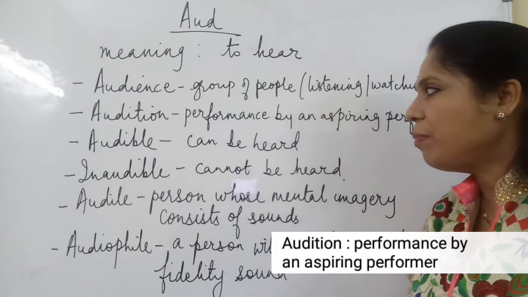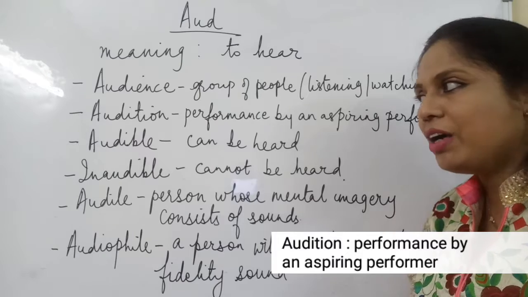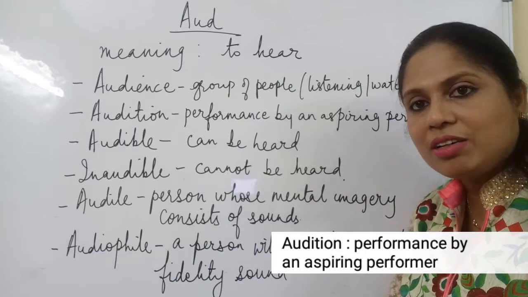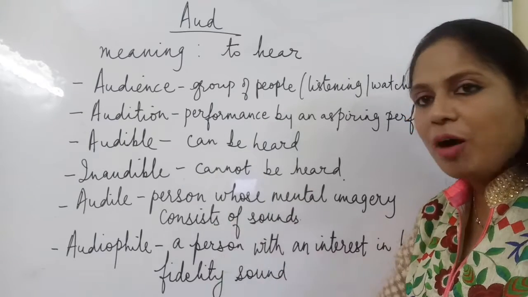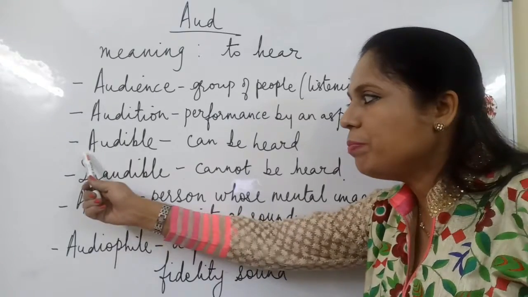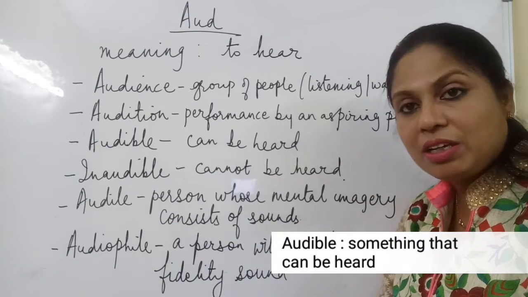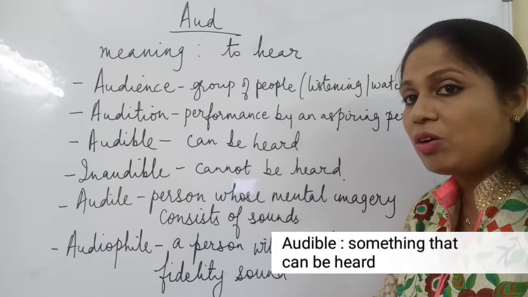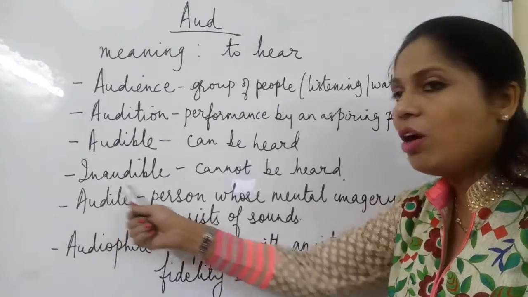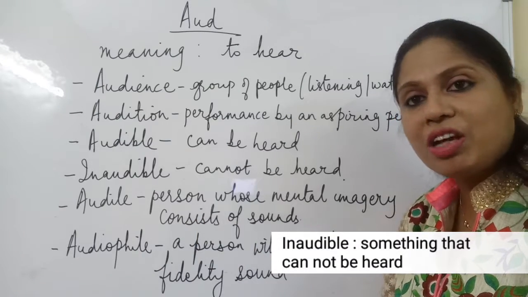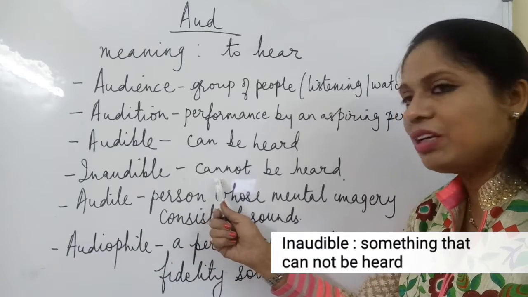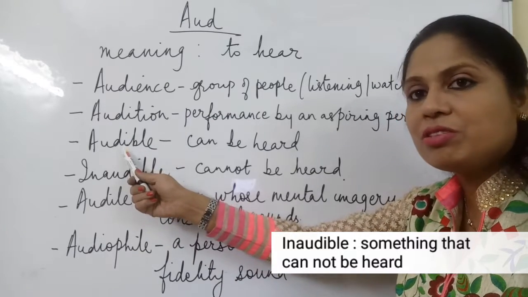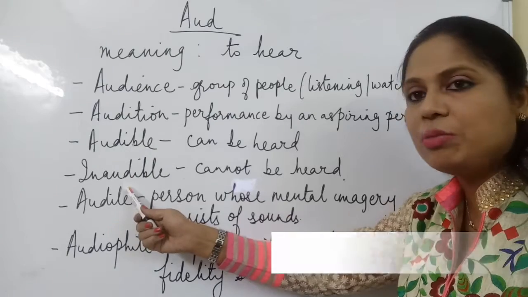The next word is audition. Audition means a performance by an aspiring performer. Could be an actor, could be a singer. So, a performance. Audible means something which can be heard. I can hear you, you are audible. Inaudible are sounds which cannot be heard. So something which cannot be heard is inaudible. It is the opposite of the word audible. They are antonymous.